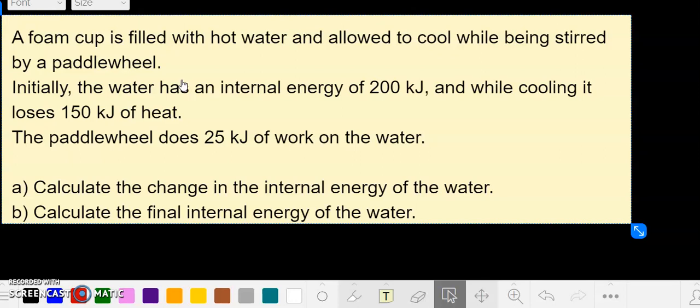We've got a question that a foam cup is filled with hot water and allowed to cool while being stirred by a paddle well. Initially, the water has an internal energy of 200 kilojoules, and while cooling it loses about 150 kilojoules of heat. So the paddle well does 25 kilojoules of work on the water. So we are to calculate the change in the internal energy of the water and calculate the final internal energy of the water.